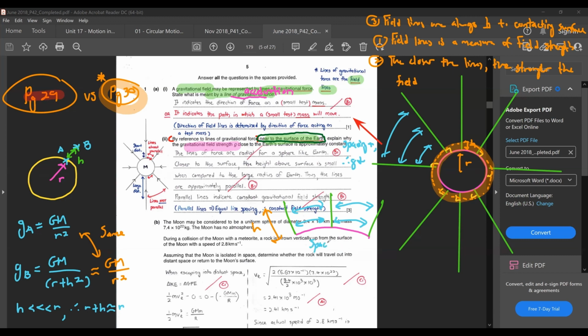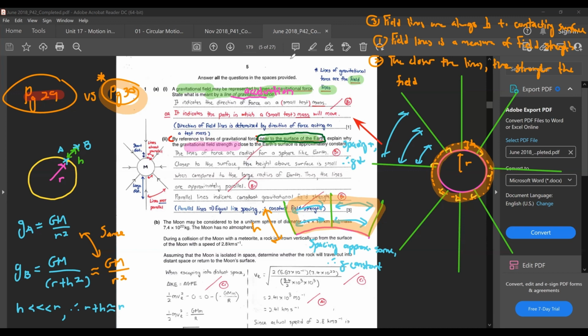Okay, for our case here, we can actually say that the line spacing is approximately the same. Therefore, g is constant. For this small height h that you're considering, you will notice that the change in the line spacing is more or less negligible. The line spacing is approximately the same. Therefore, g is constant. That's what you're trying to explain here in your particular question.